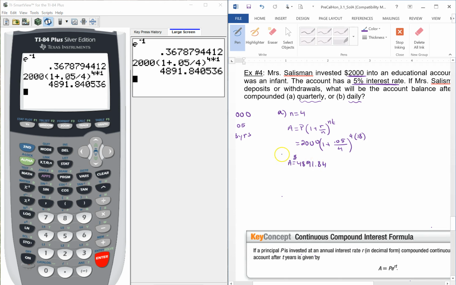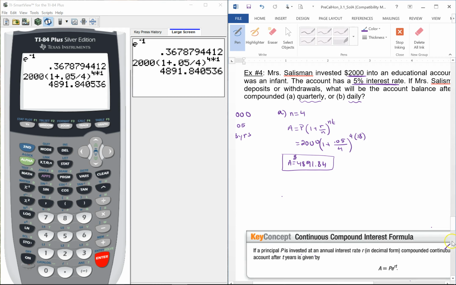$4,891.84. I will not tell you to round to the second decimal place. You should know that when you're talking about money, you need to round to the second decimal place. Okay? And there's a dollar sign. Okay, so this person invested this money, $2,000, and now it's been 18 years. So it makes sense that it's more than doubled. It's 2.5 times as much. Okay? Watch out for answers that don't make sense, for example, when your money decreases, or when you're up to however many billion dollars. Watch out for this stuff.